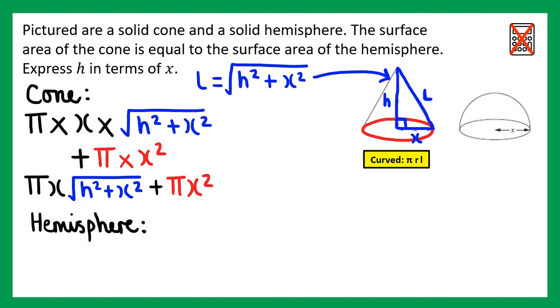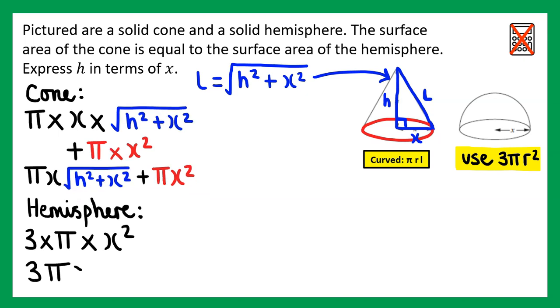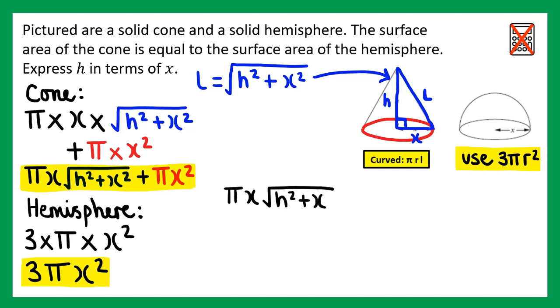Now I can work out the total surface area of the hemisphere. I can do this using 3 pi r squared. 3 times pi multiplied by r, which is given as x, squared, which simplifies to give me 3 pi x squared. Now I've been told that the total surface area of the cone is equal to the total surface area of the hemisphere. So making these equal to each other, I have pi x multiplied by the square root of h squared plus x squared plus pi x squared is equal to 3 pi x squared.